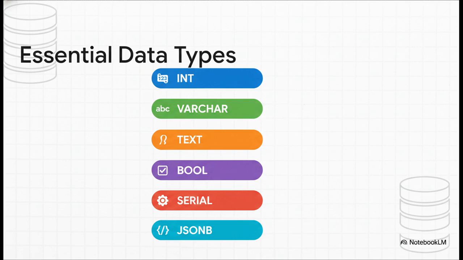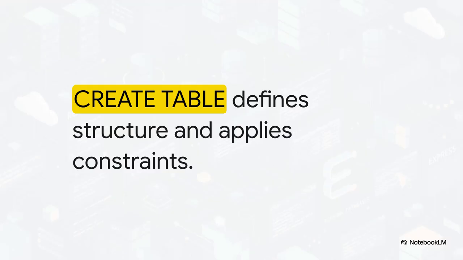You've got integer for whole numbers, varchar for strings with a specific character limit, text for unlimited strings, and Boolean for your standard true or false. But check out serial. This is an incredibly useful auto-incrementing integer type that is absolutely perfect for our primary keys. Oh, and JSONB, it's fantastic for storing flexible JSON data that you can actually query against. Choosing the correct type early on is absolutely critical. Trying to change them later? Total headache.